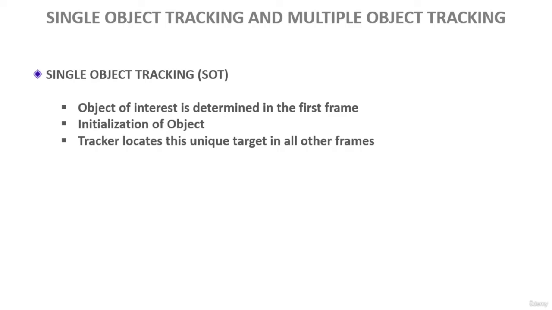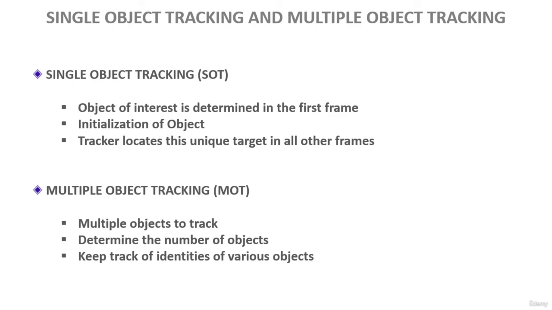SOT or single object tracking implementation is relatively easier as we don't have to handle the problem of distinguishing the object from others. Let's now jump to multiple object tracking or MOT. In multiple object tracking, there are multiple objects to track.